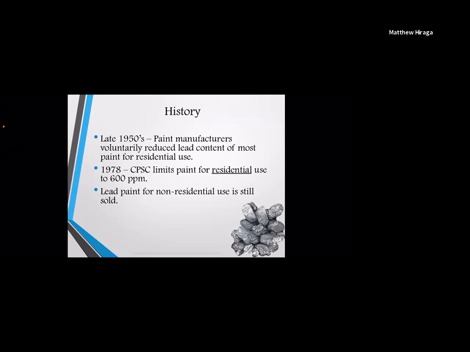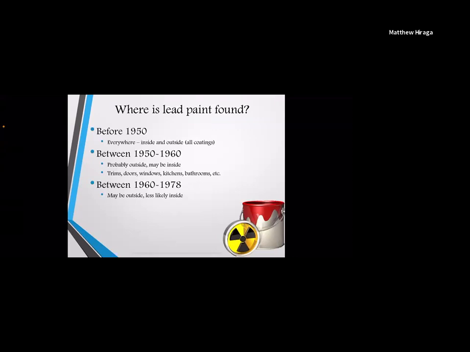Now, where's lead paint found? Before 1950, you could find it everywhere. Inside, outside, your baby's room, in the kitchen, sitting next to your stove. Right? And between the 50s and 60s, it was probably still outside, but may still be inside. They used it on things like trims, doors, windows, kitchens, and bathrooms. Again, anything where you're going to get that high moisture or water possibility. And then between 60 and 78, maybe outside, and less likely inside.